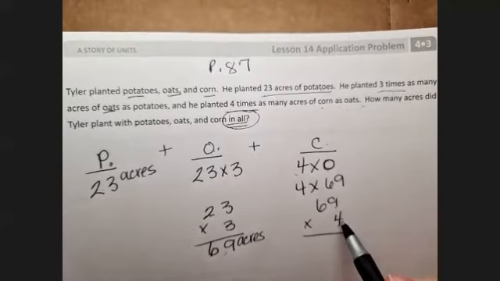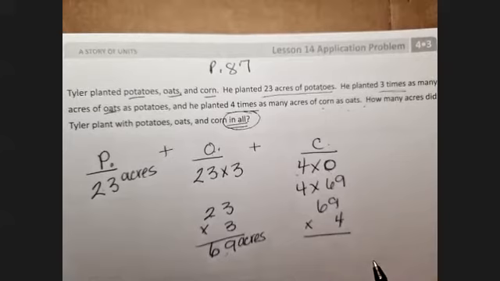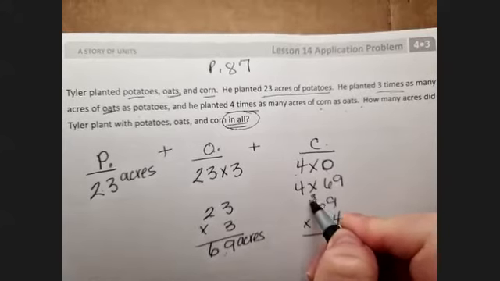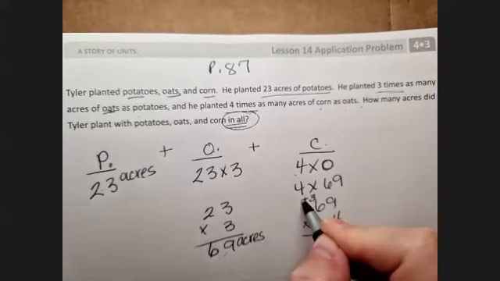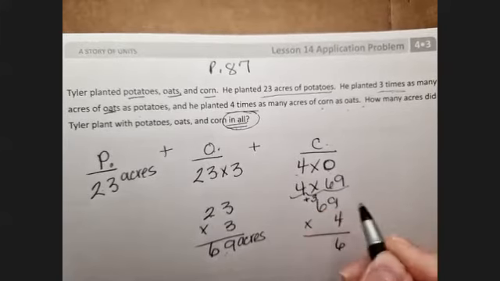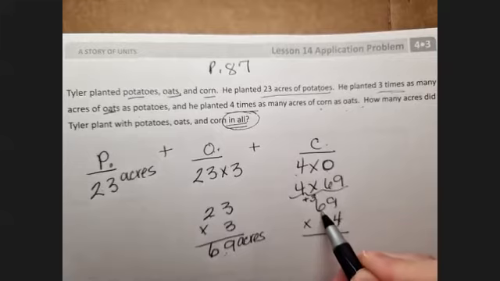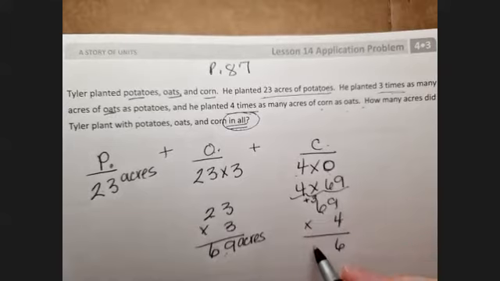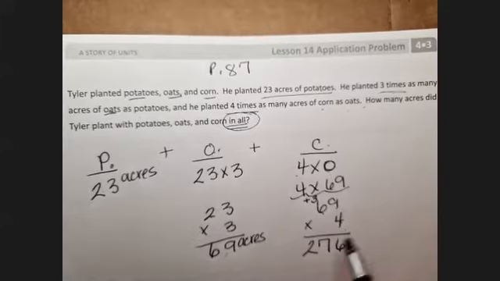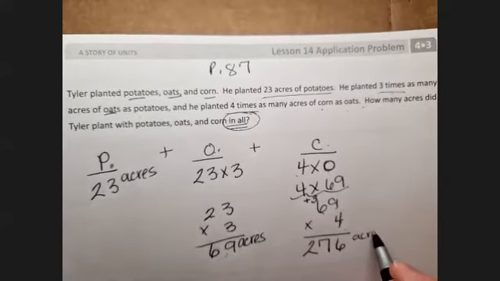So 9 times 4 is 36. I can't just stick my 36 down here. So I'm going to regroup the 3 for the 30. So that's my 3 tens and my 6. Okay, so I added my 3 tens over to the tens. Now 4 times 6 tens is 24. 4 times 6 is 24. But plus 3 more tens is 27. So I'm just going to bring my 27 down here because I don't have a hundreds place to regroup it to. So 276 acres of corn.